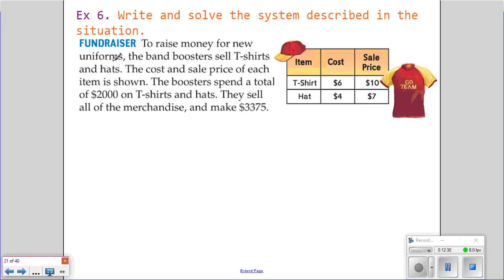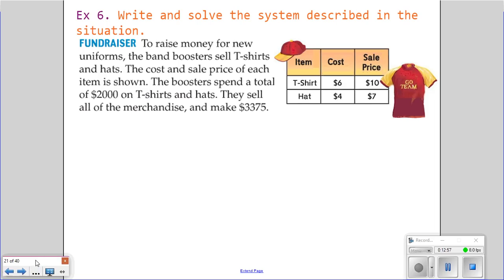Now here comes the dreaded word problems. We're going to write and solve a system described in the situation. To raise money for new uniforms, the band boosters sell t-shirts and hats. The cost and sale price of each item is shown. The boosters spend a total of $2,000 on t-shirts and hats. They sell all the merchandise and make $3,375.